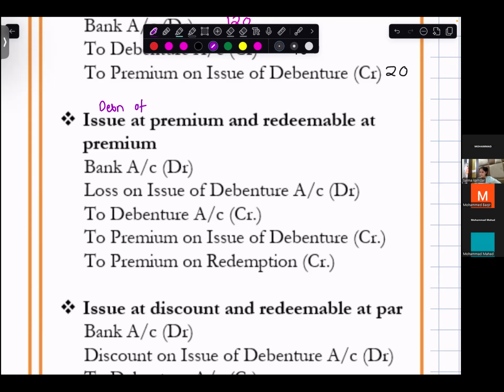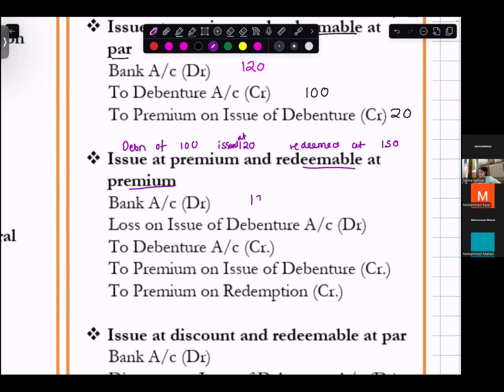So bank will be debited by how much? Bank will be debited 120. Debenture will be credited by how much? Go 100. Since the start I'm saying debentures is always credited by the face value. Are you okay with me?